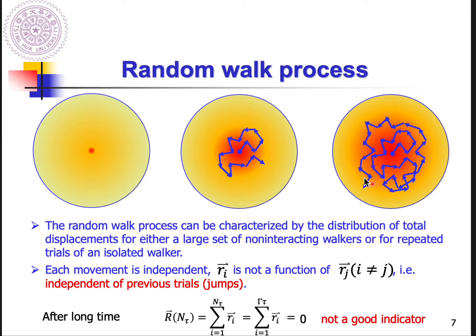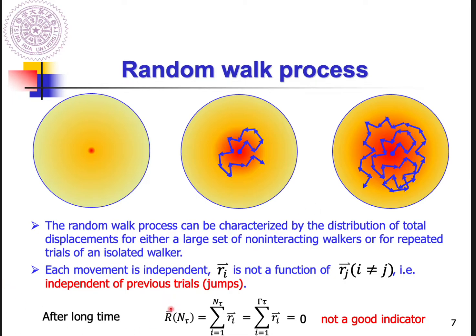However, if you check your materials, the diffusion happens. So we try to find a good indicator to well describe the diffusion phenomena in macro scale. We try to find a good indicator which is related to micro scale, and describes the diffusion process in macro scale.